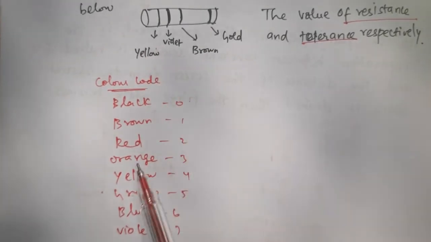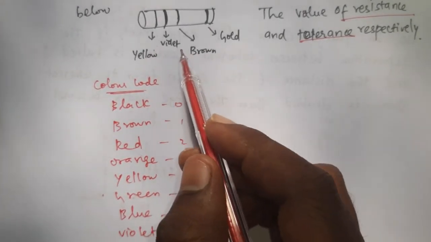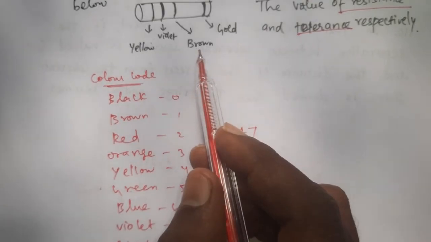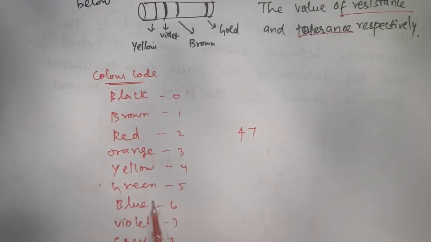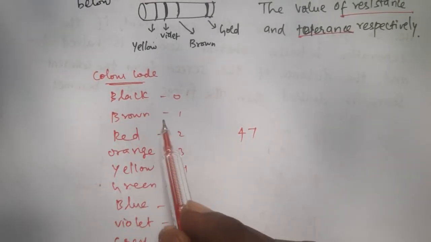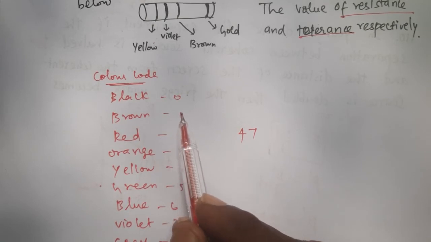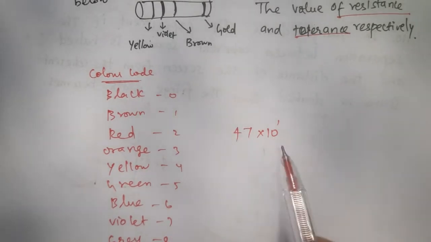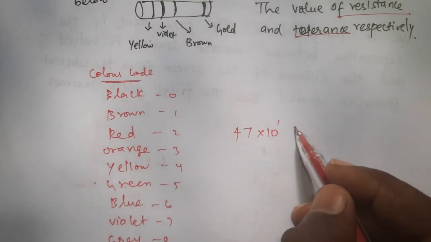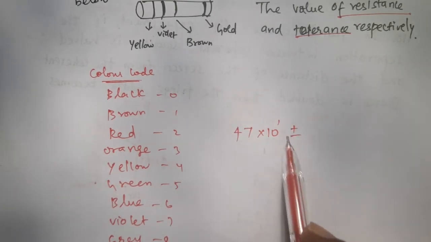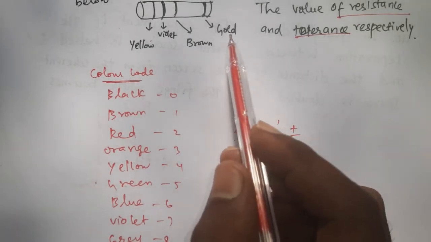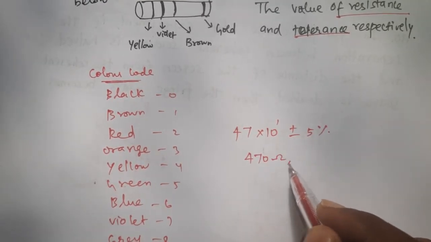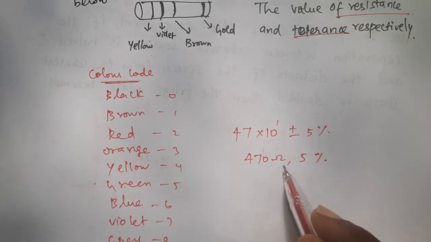For yellow, 4. Next, for violet is 7. Then brown, for brown, the third color should be written in the power of 10, so 10 power 1, or decimal multiplier. Then plus or minus the tolerance. To write the tolerance, plus or minus, gold. For gold, tolerance is 5%. So 470 ohm, 5%. This is the resistance, and this is the tolerance.